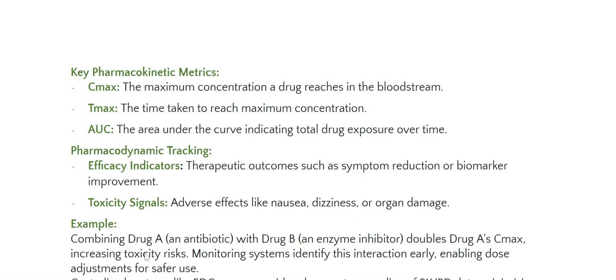For example, combining drug A, an antibiotic, with drug B, an enzyme inhibitor, doubles drug A's Cmax, maximum concentration, increasing toxicity risks. Monitoring systems identify this interaction early, enabling dose adjustments for safer use.